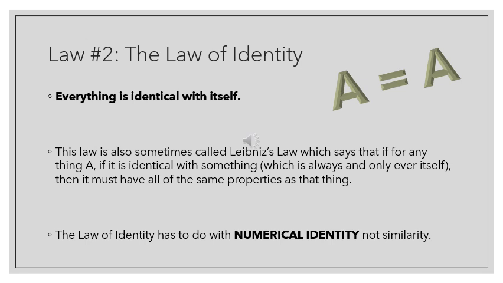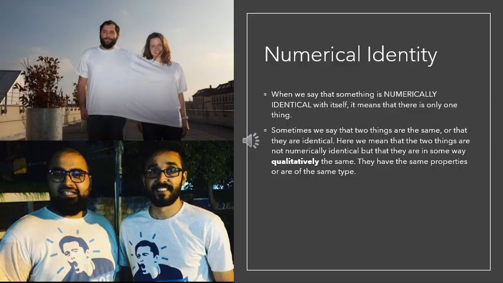The law of identity has to do with what's called numerical identity and not similarity. Numerical identity is what we're talking about when we say that something is numerically identical with itself. It has to do with the fact that the thing is one thing. Sometimes we will say that 2 things are identical or the same, but when we are talking about 2 things, we're not talking about them as being numerically identical. We're talking about them as being in some way qualitatively identical or being of the same type.